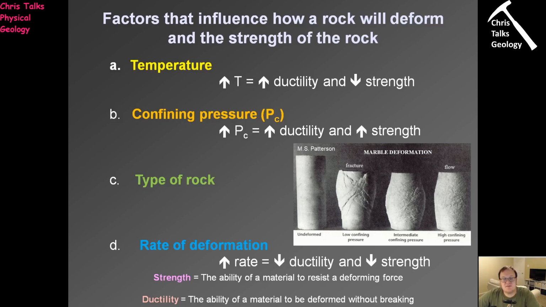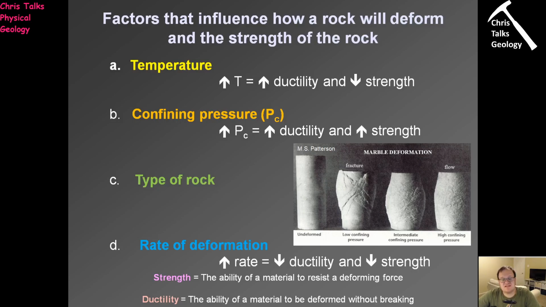Now the next thing we need to think about is confining pressure. As we increase the confining pressure, 2 things happen. Number 1, ductility increases, and number 2, strength increases. That seems a bit counterintuitive, doesn't it? But let's try and think this one through.